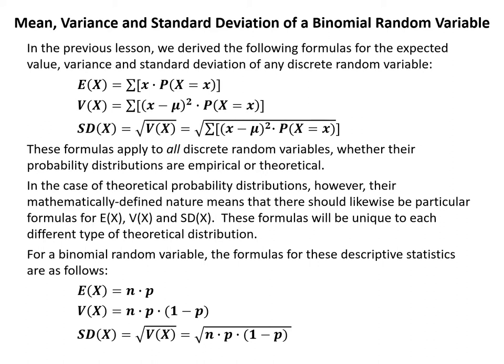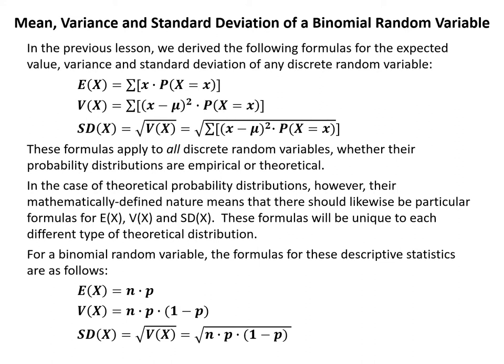But in the case of theoretical probability distributions, however, their mathematically defined nature means that there should likewise be particular formulas for expected value, variance, and standard deviation of x. These formulas will be unique to each different type of theoretical distribution. For a binomial random variable, the formulas for these descriptive statistics are as follows.